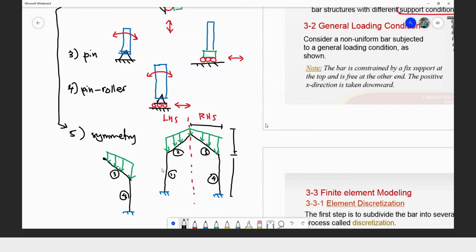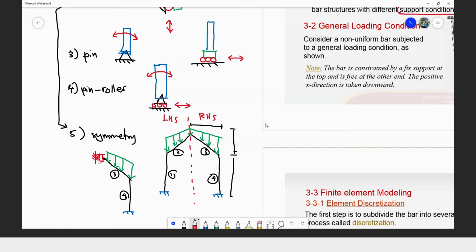Alright, in that case, since we are considering this structure as a symmetry, then we can substitute what is happening here with the fixed roller. So saya pakai warna merah. So we can substitute it with pin roller type of boundary conditions.